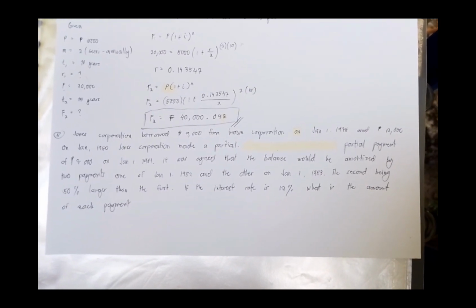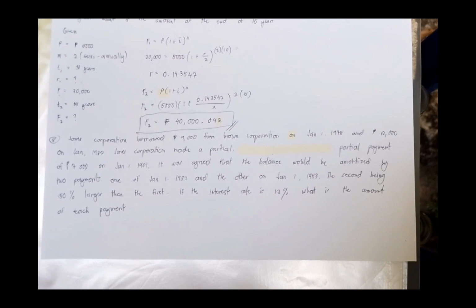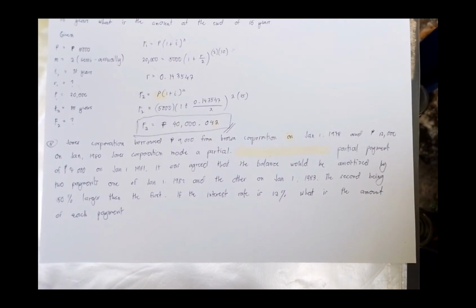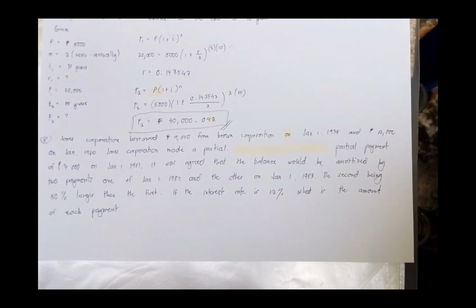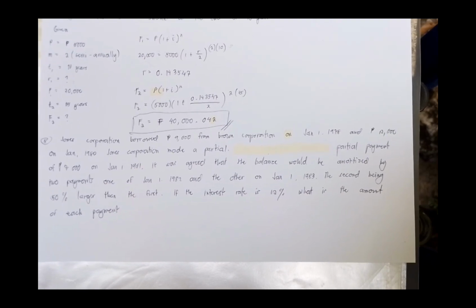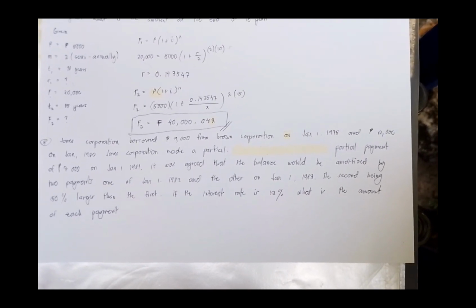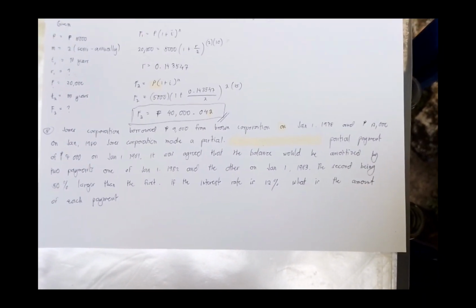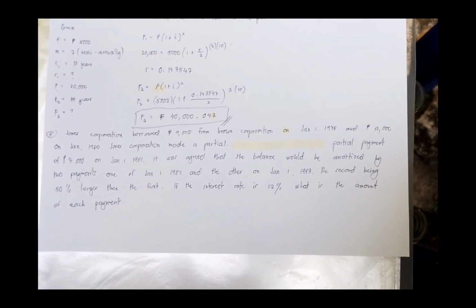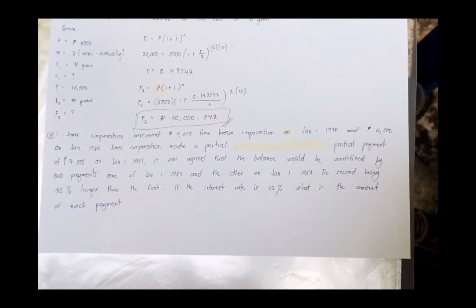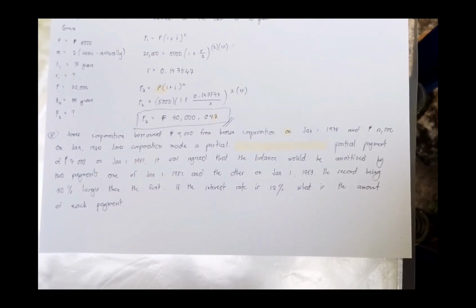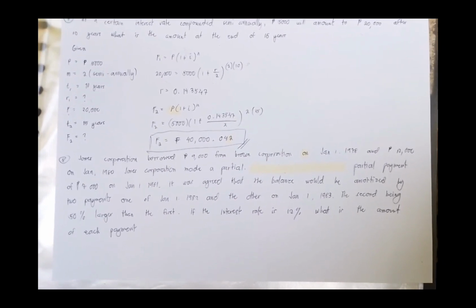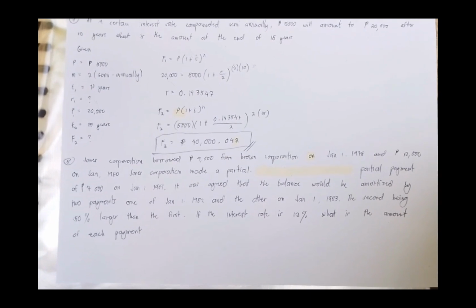So in number 8, Jones Corporation borrowed 9,000 from Brown Corporation on Jan 1, 1978 and 12,000 on Jan 1, 1980. Jones Corporation made a partial payment of 7,000 on Jan 1, 1981. It was agreed that the balance would be amortized by two payments, one on Jan 1, 1982 and the other on Jan 1, 1983, the second being 50% larger than the first. If the interest rate is 12%, what is the amount of each payment?